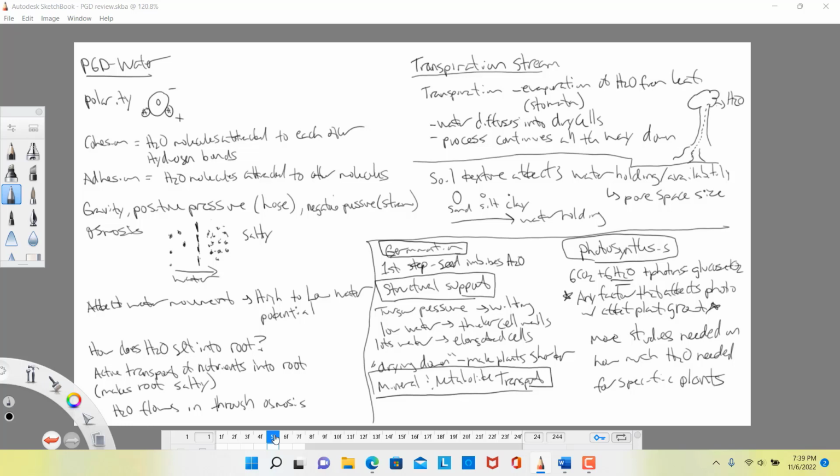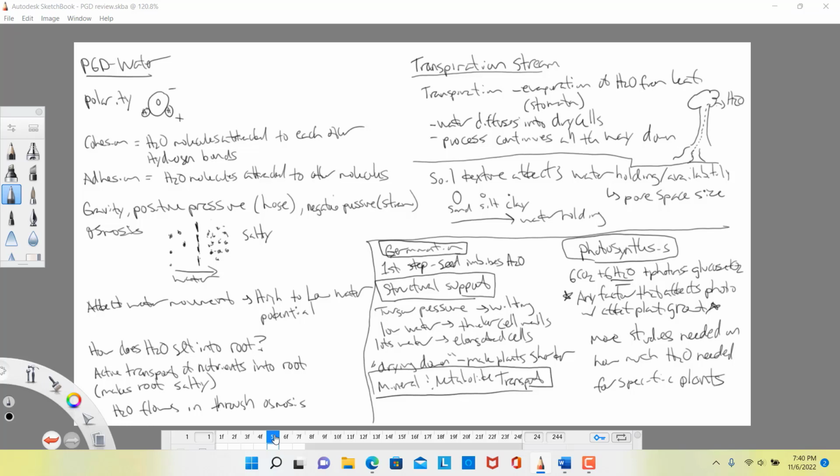Some positive pressure starts pushing it up the xylem. Remember, the xylem is the vascular tissue that transports water. So there's some positive pressure, but most of the way that water is going to move through the plant is due to this transpiration stream. So transpiration is the evaporation of water from our plant's leaves, right? And it leaves through the stomata, which are those pores, particularly on the underside of our leaves, that when they open, they allow for gas exchange, oxygen and carbon dioxide, in our leaves. But when they're open, they also allow for water to evaporate, and that's called transpiration.